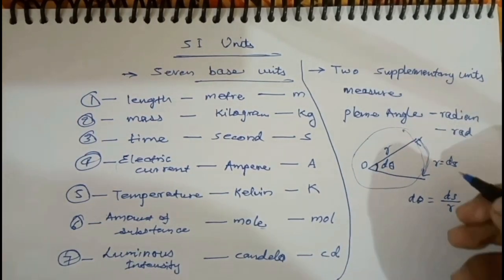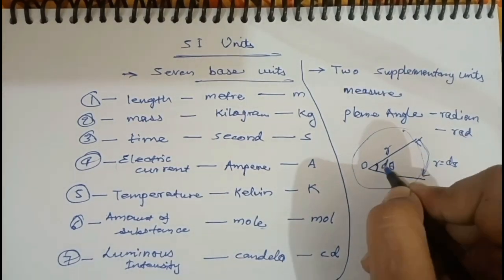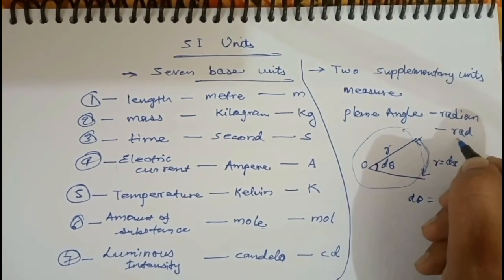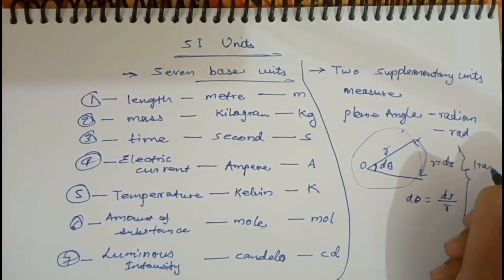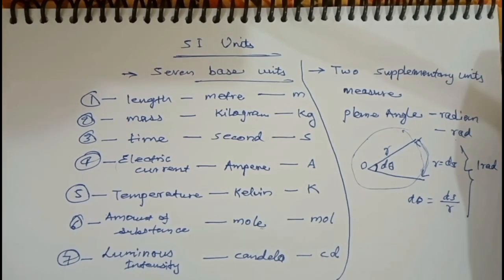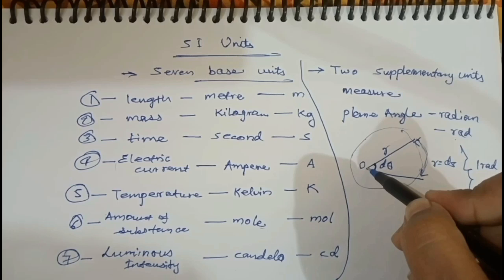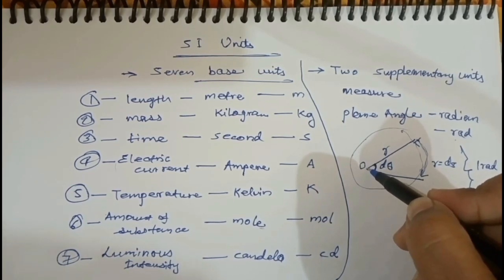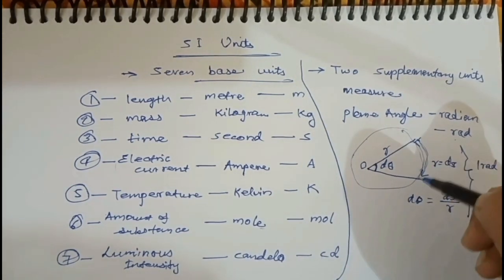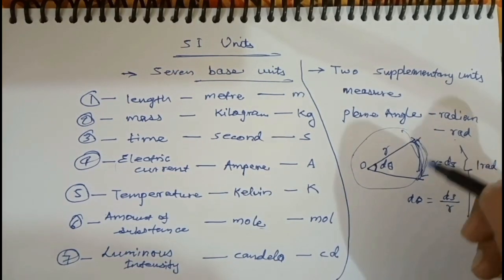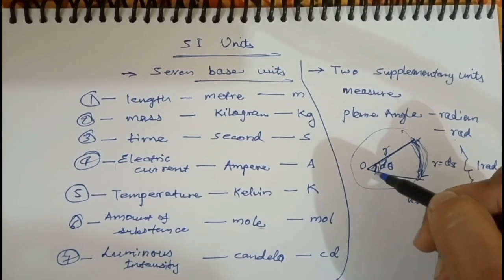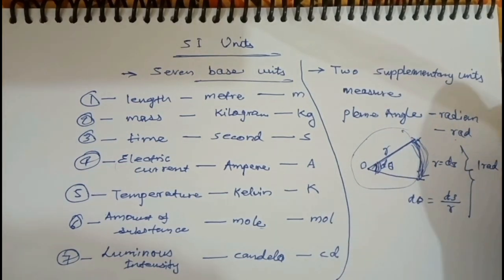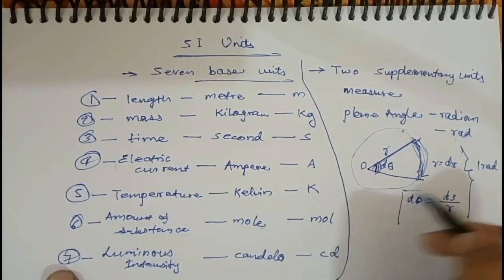Here we see that this is for 1 radian. 1 radian, you can say, is the angle subtended at the center of the circle by an arc equal in length to the radius. This one is an arc. This is equal to the length of the radius, and then the angle subtended will be 1 radian. Okay, this is a general formula.